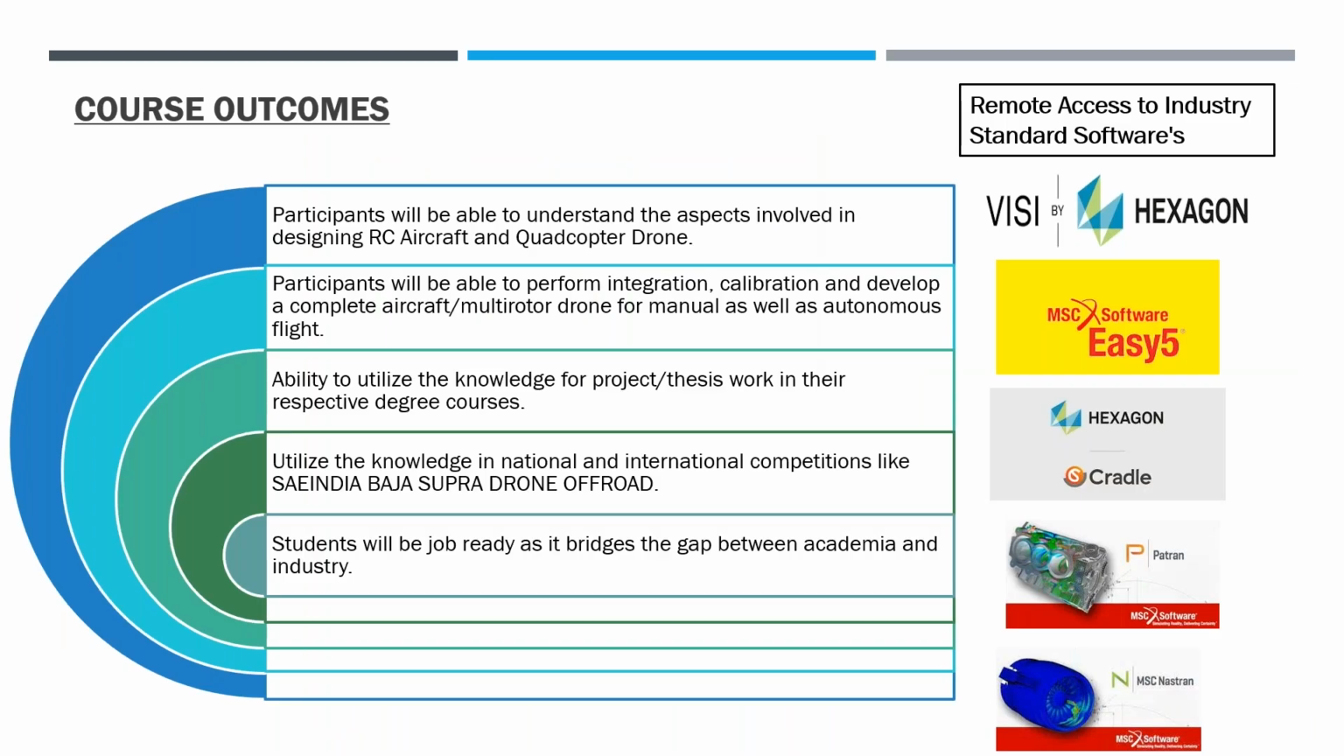So that's it about the course, and what will be the outcome of the course. Once you do it, you will be able to understand the aspects involved in designing an aircraft or designing a drone. You'll be able to perform integration, calibration, and even develop a complete aircraft or multi-rotor, because you will understand the integration and calibration procedures involved in it. You will be able to utilize the knowledge for your project work or your thesis work in your respective degrees.